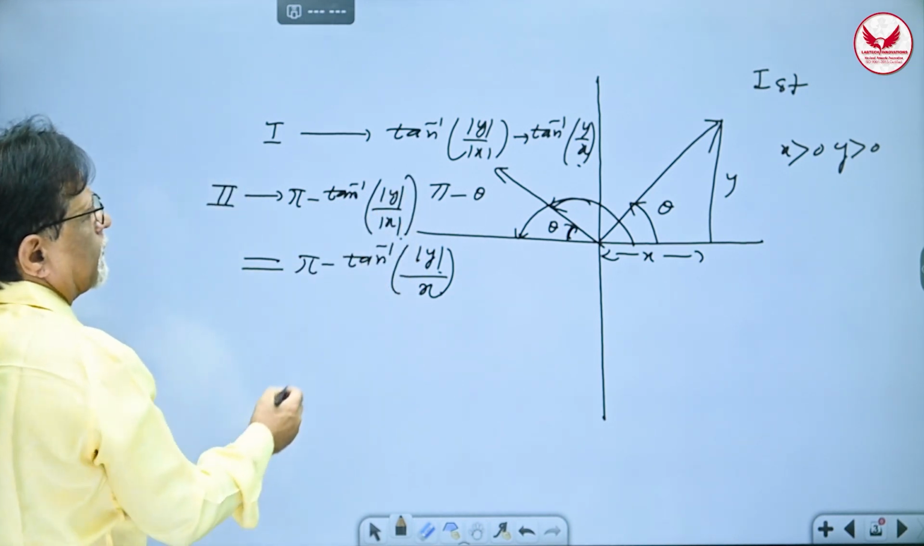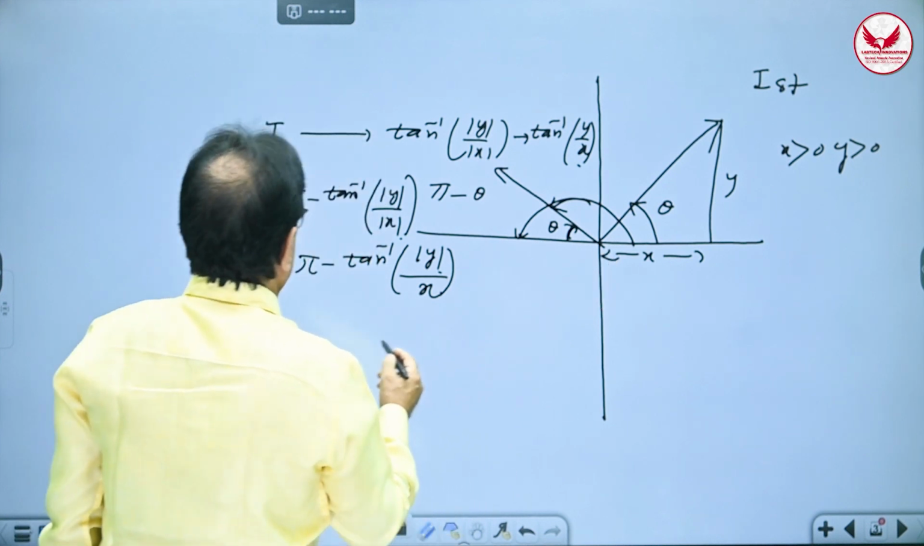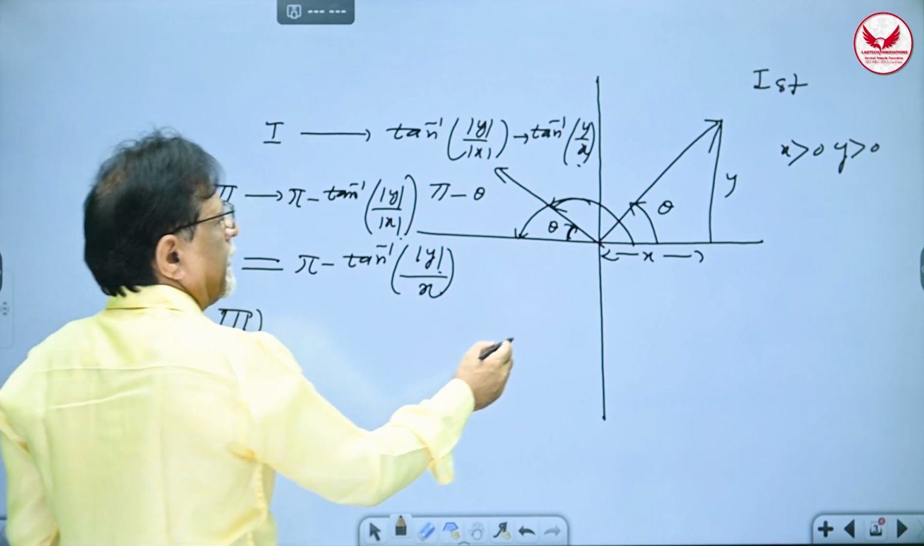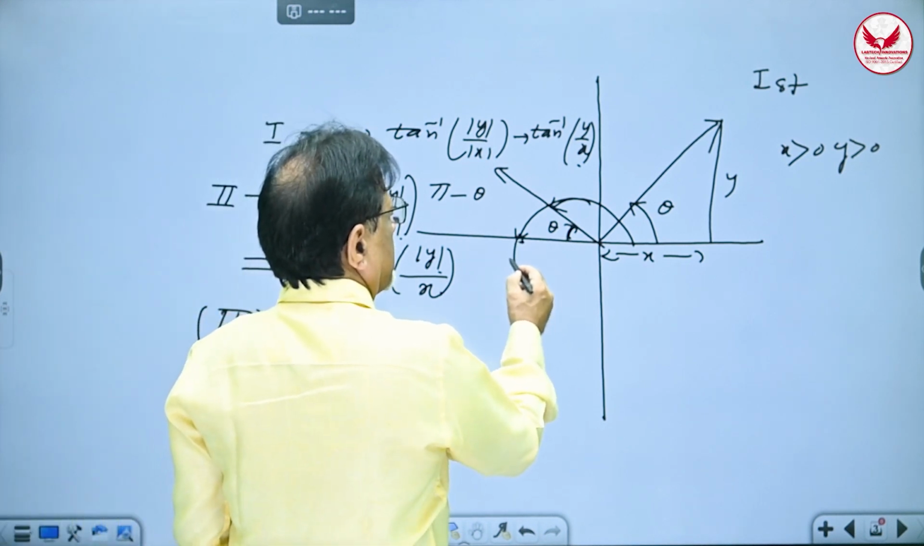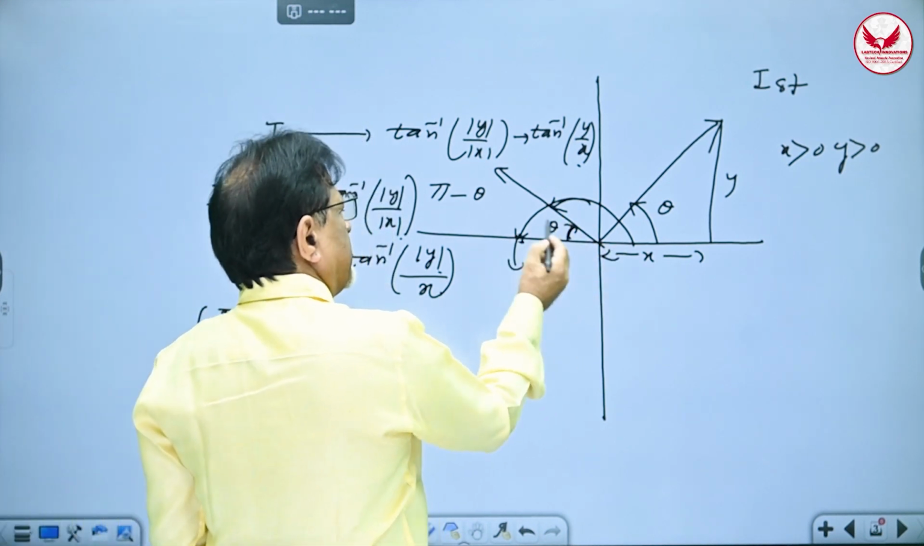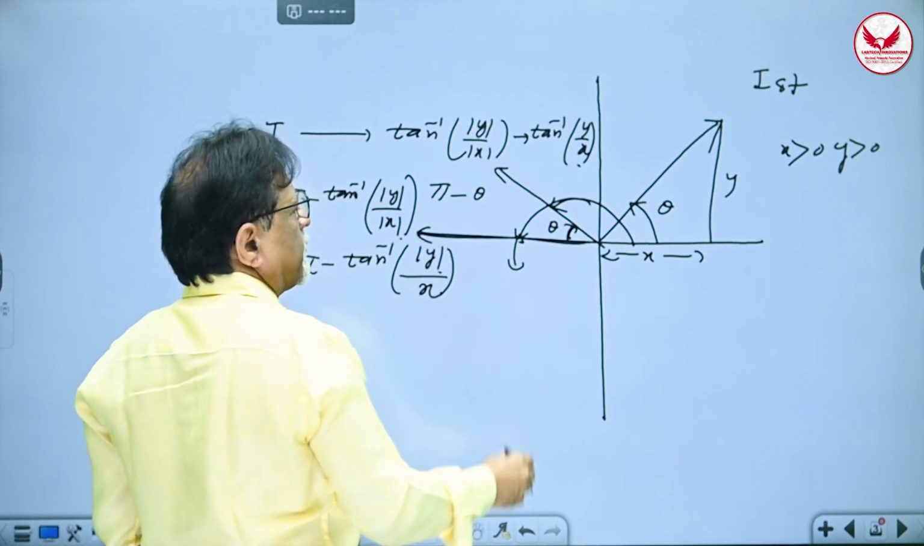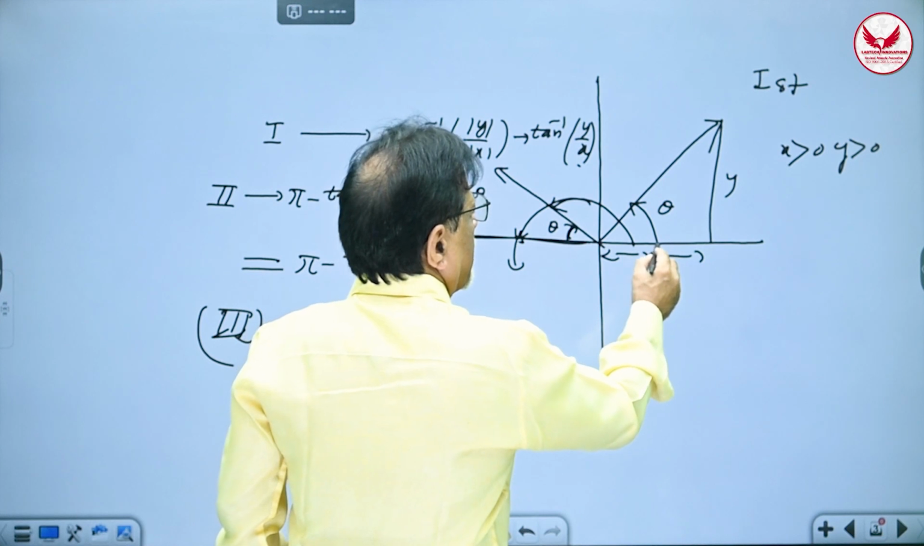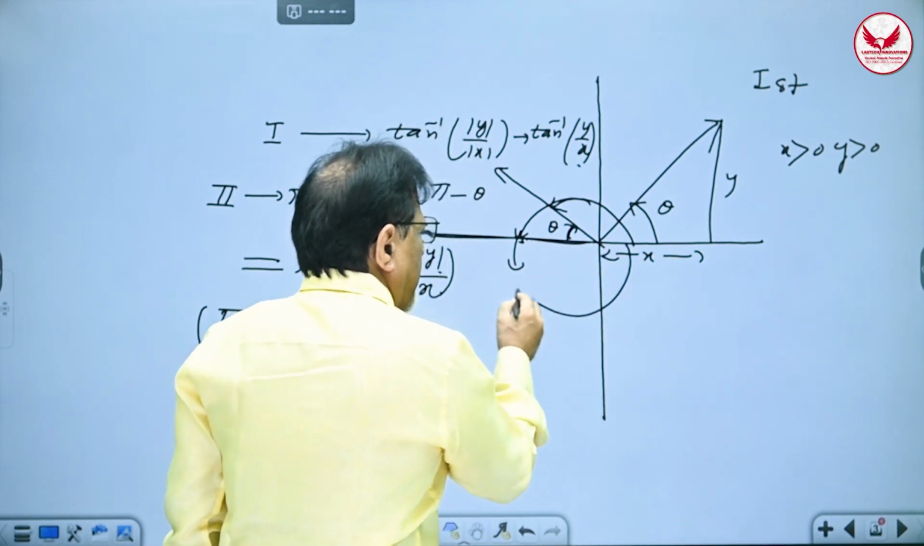Okay, now suppose I go to the third quadrant. In the third quadrant, I'm here now. So I'm here, but I'm not allowed to cross pi. This is like a Lakshman Rekha. We are not allowed to cross this. So we will not come here. If we have to come here, then we have to come like this.